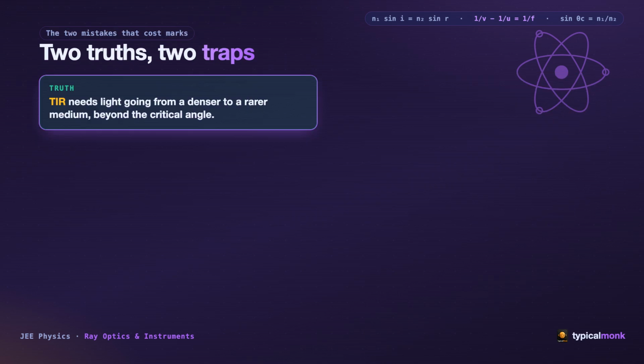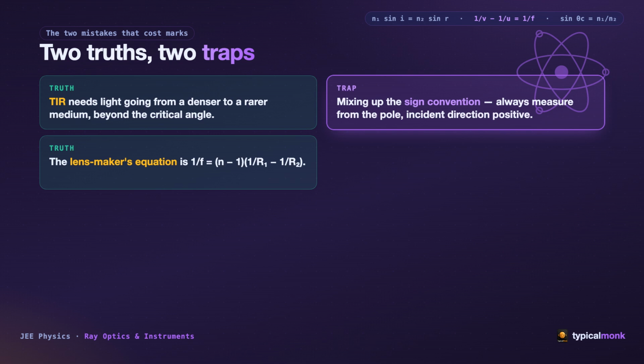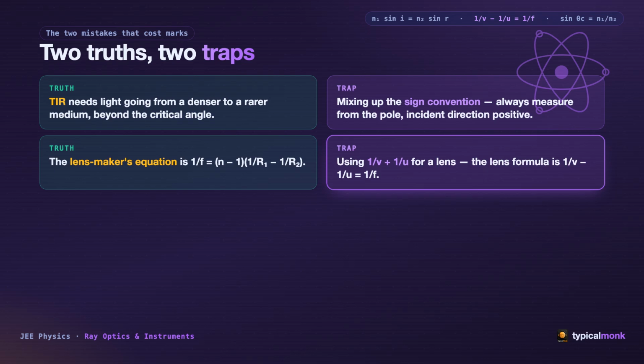Now, the two mistakes that quietly cost marks. The truth: total internal reflection needs light going from a denser to a rarer medium, beyond the critical angle. The trap: mixing up the sign convention. Always measure from the pole, with the incident direction taken positive. The second truth: the lens maker's equation is 1 over f equals (n minus 1) times (1 over r1 minus 1 over r2). The second trap: using 1 over v plus 1 over u for a lens. The lens formula is 1 over v minus 1 over u equals 1 over f.